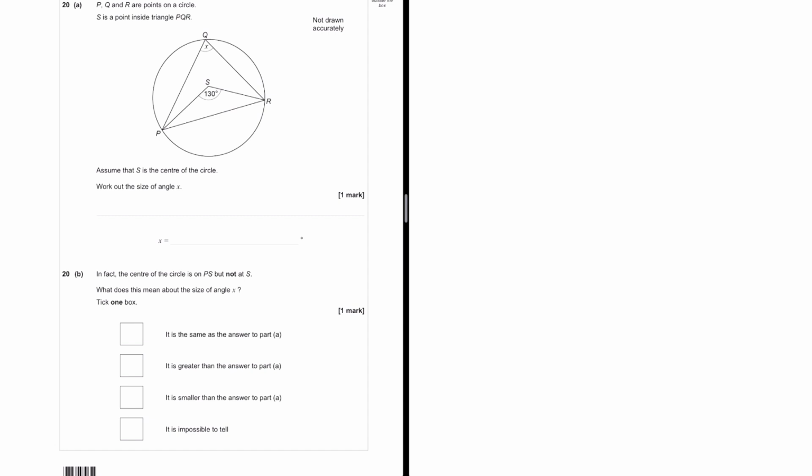And we're told that these 3 points P, Q, and R are on a circle, and that S is a point inside triangle PQR. And we want to assume that S is the center of the circle. What is the size of angle X?